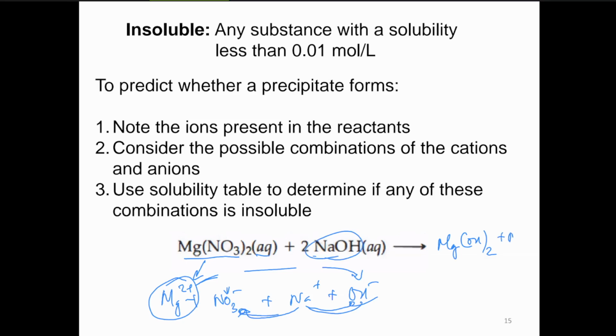So you have NaNO3. So now you need to use the solubility table to determine if any of the combinations is insoluble. So we need to define whether this one is insoluble or this one is insoluble. Okay, so basically, when you take this table, you will see that this compound is insoluble. So you have this precipitate.